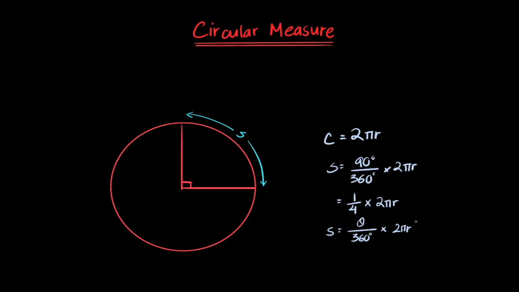Today, we're going to explore circular measure. Okay, so let's draw a circle and draw the center, and these are the two radii. Let's say this is 90 degrees.